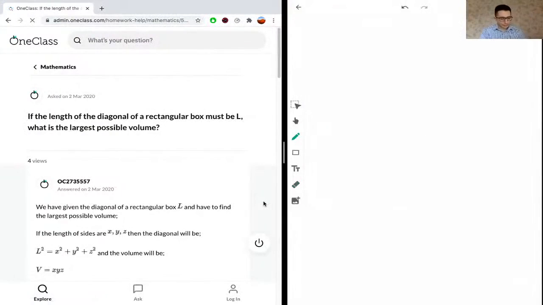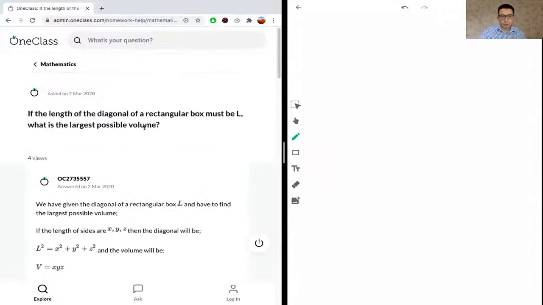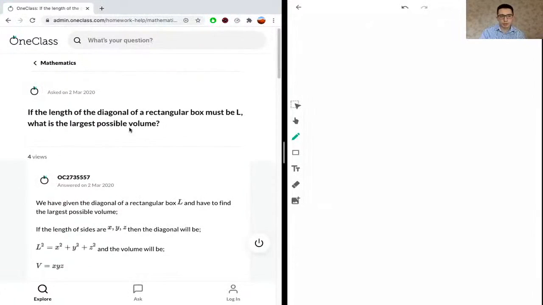Okay. So our next question is asking, if the length of the diagonal of a rectangular box must be L, what is the largest possible volume? So when it's asking for largest possible, right away this is telling me that this is an optimization problem. So most likely we're going to be using derivatives.